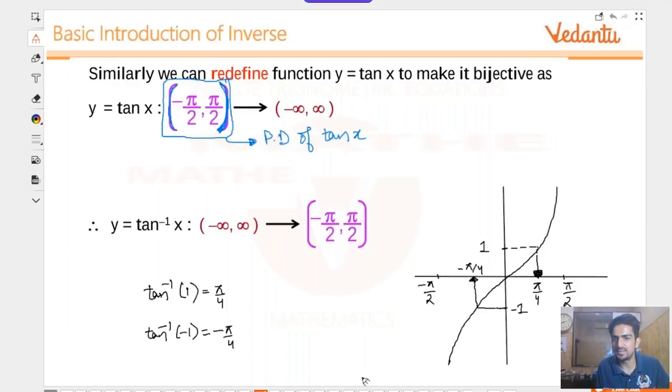You got to understand this thing. Okay. So if you are comfortable now, just tell me what tan inverse root 3 will be. Very good. But who is saying minus pi by 3?